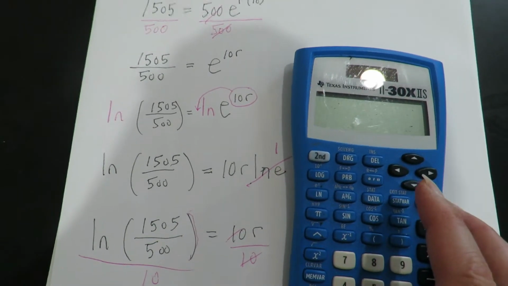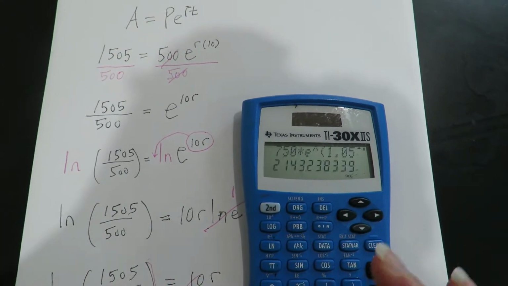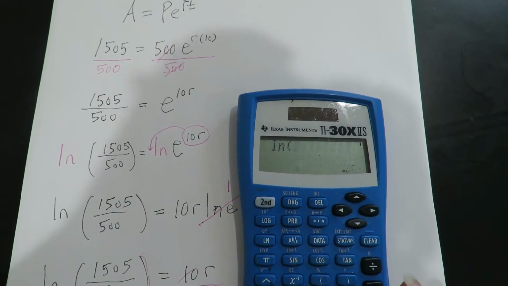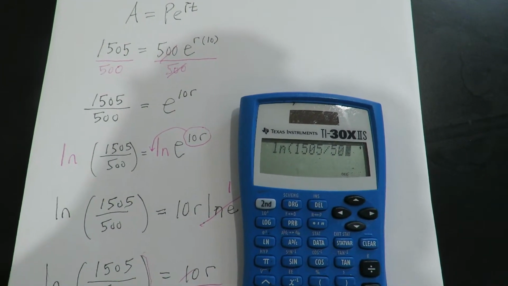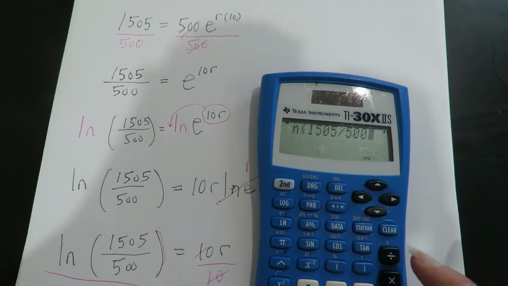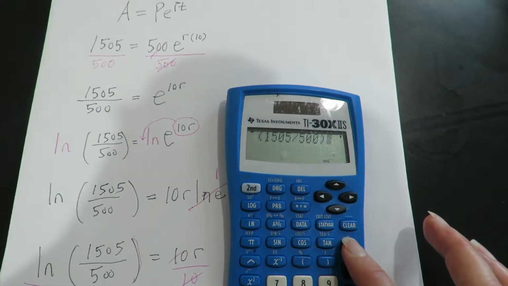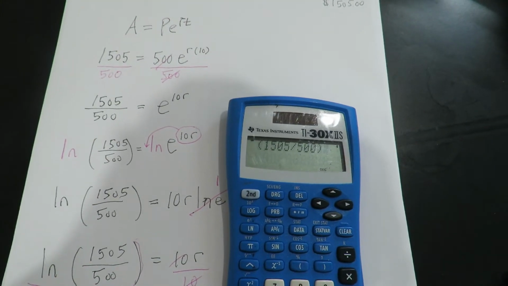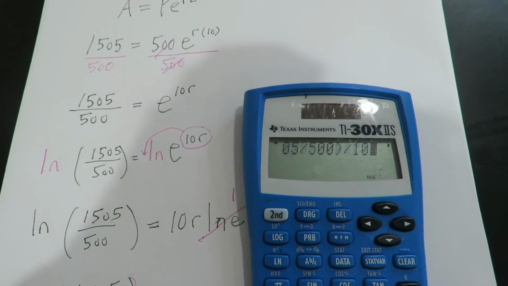So if you don't quite understand what I'm saying, just make sure you watch carefully when I plug this in. So I'm doing ln of 1,505 divided by 500. Now notice here, this is the important part. I'm going to close the bracket. And that says that that's all the log is taking. It won't take anything else. Now I'm going to divide it by 10.